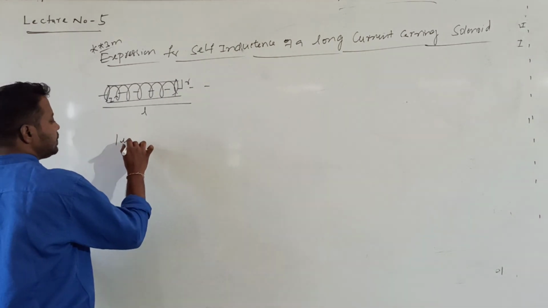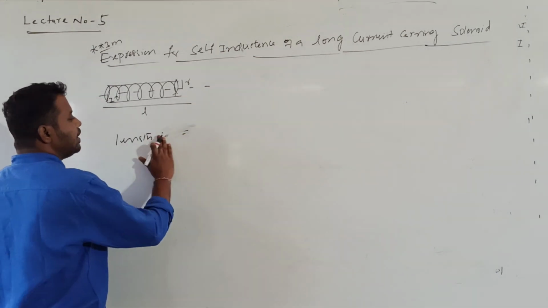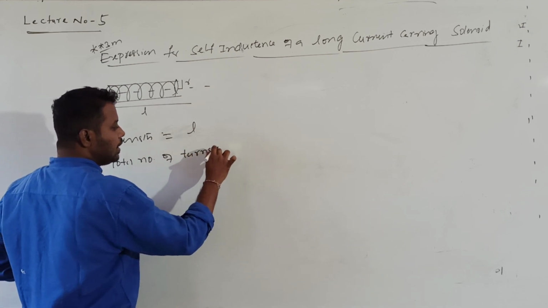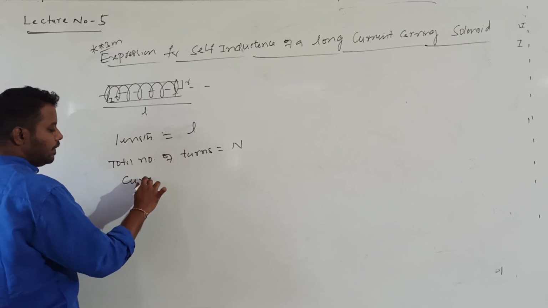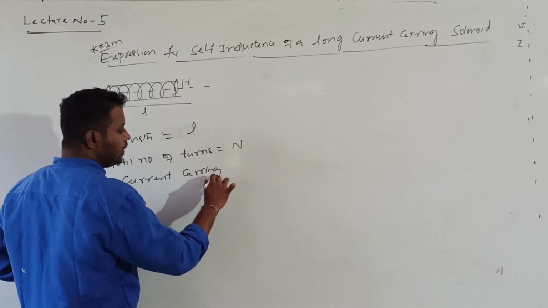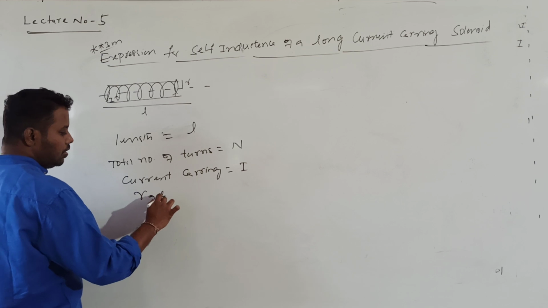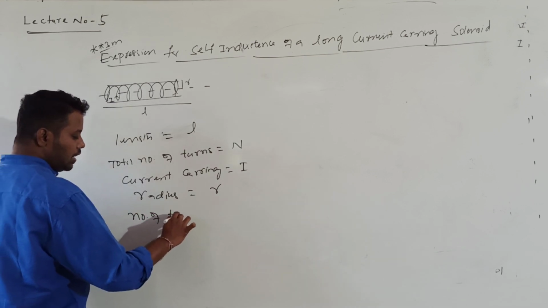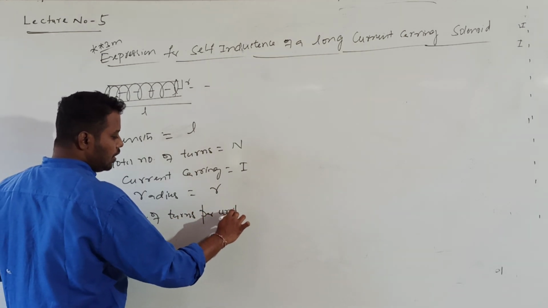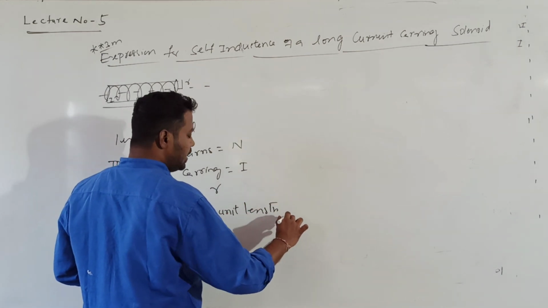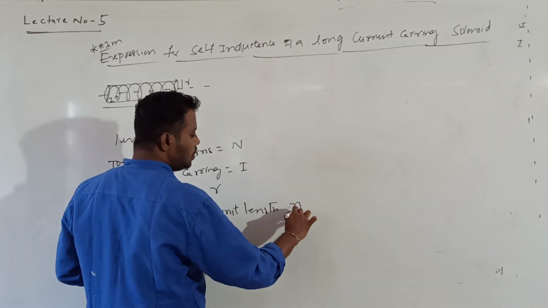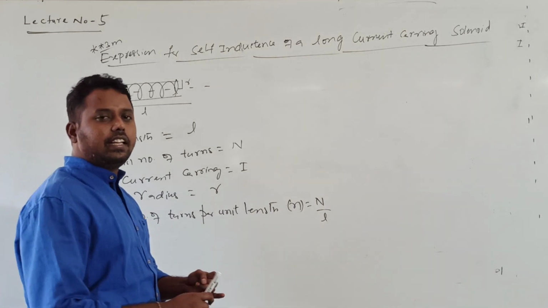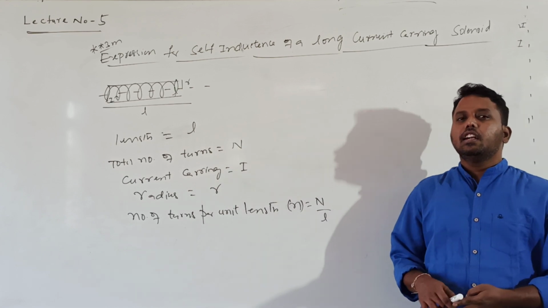Let us consider a solenoid of length L. The total number of turns in this solenoid, let me call N. The solenoid is carrying a current, let me call it I, and the radius of the solenoid let me call R. Next, the number of turns per unit length. This is an important one. Per 1 unit length, how many turns are there? That is given by small n. This small n is equal to capital N divided by L. Okay? This is the description. Consider a solenoid of length L carrying a current I, radius R, total number of turns N, and number of turns per unit length n.